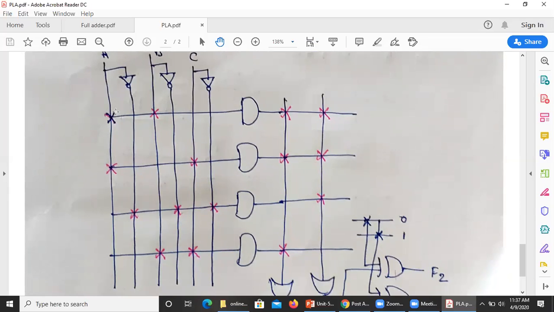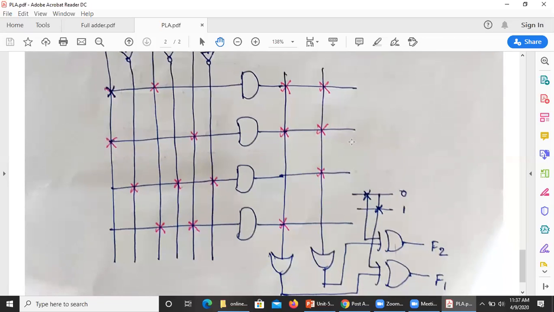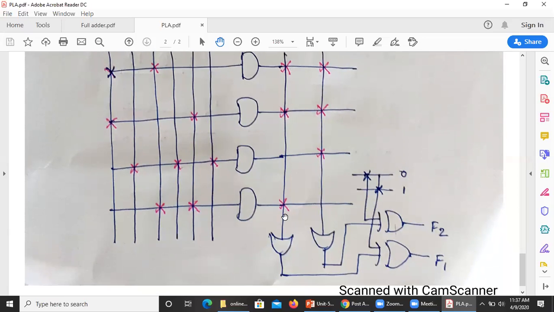And first term contains AB. So across A and across B, we are going to give the cross mark. Next AC. Next A bar, B bar, C bar. Next B, C. So wherever we are having the connections, we are just keeping the cross marks. Next, if you are taking F1, what are the terms we are having in F1? AB, AC, BC. So these three we are going to connect to one OR gate. Next AB, AC, A bar, B bar, C bar, we are going to connect to another OR gate.